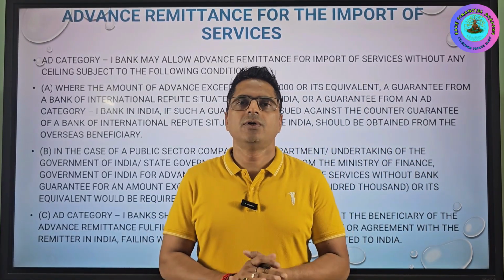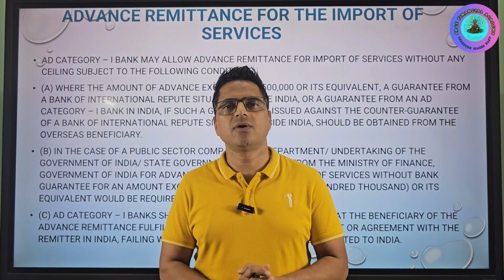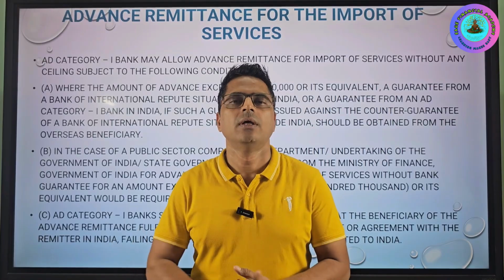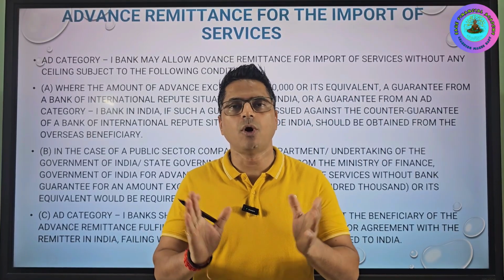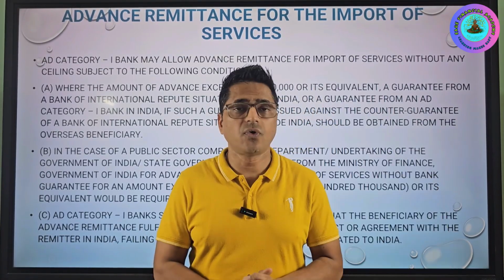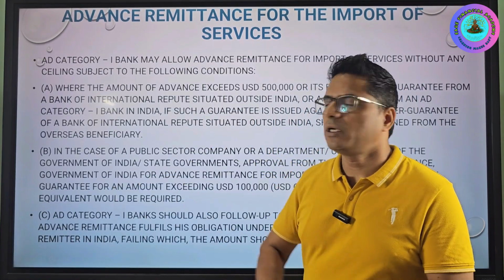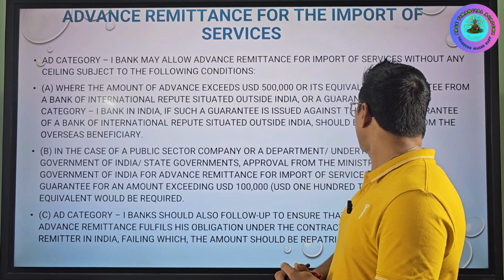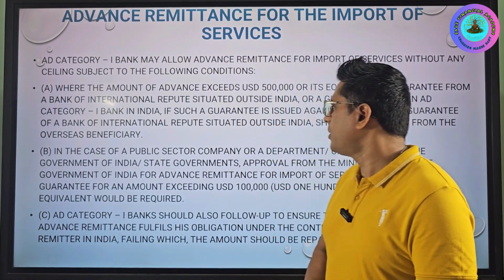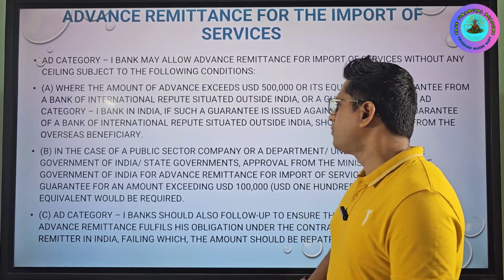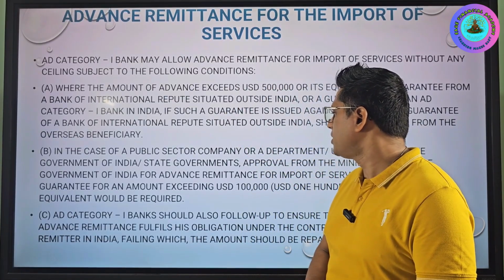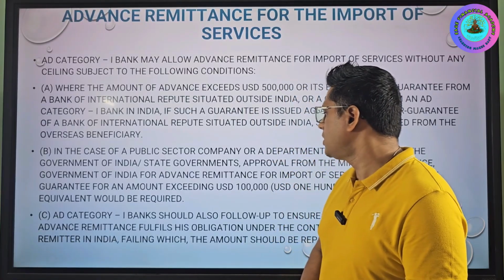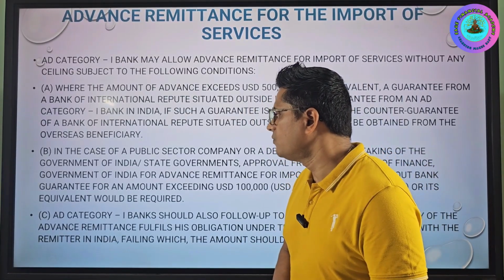So any entity which is making payment against import of service as an advance, and that limit is breaching $5 lakh, then that importer must obtain a bank guarantee or SBLC from the foreign bank. What is the next condition? In case of a public sector company or department or undertaking of the Government of India or state government, approval from the Ministry of Finance, Government of India, for advance remittance for the import of service without bank guarantee for an amount exceeding US $1 lakh or its equivalent would be required.